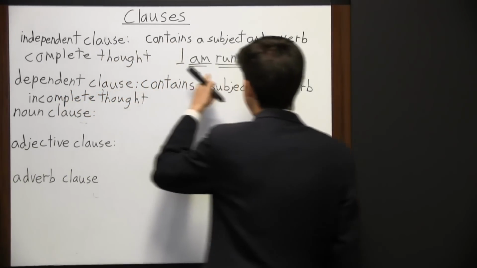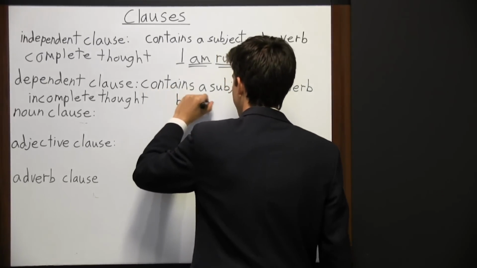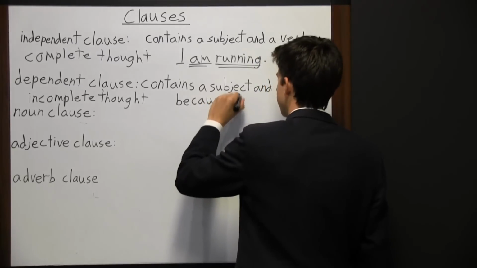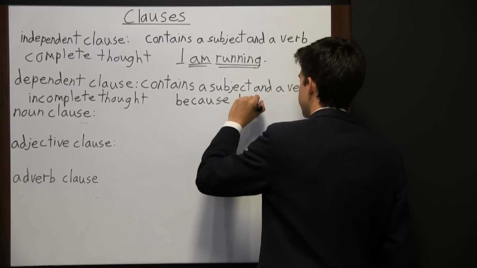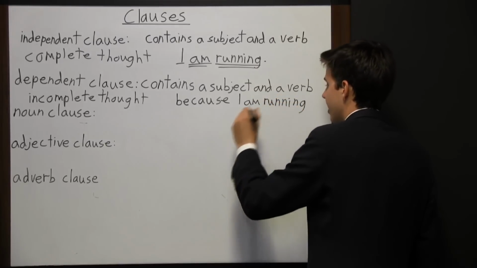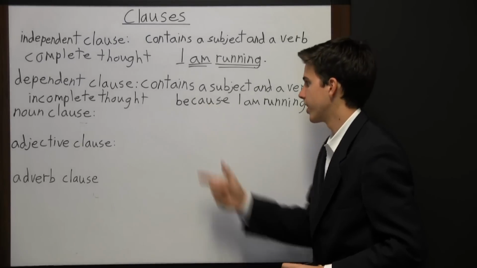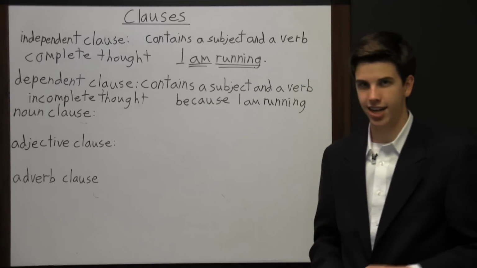And so we can take this independent clause up here and just add the word because to it, and it becomes a dependent clause. Because I am running still has a subject and a verb, but now we have the word because, and so it's a dependent clause. It's not a complete thought.